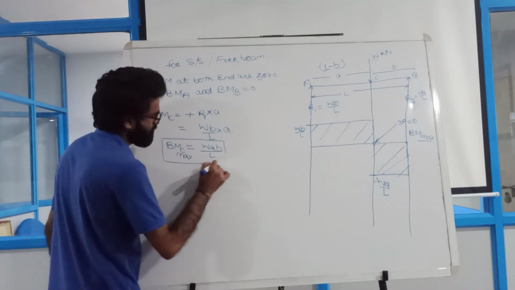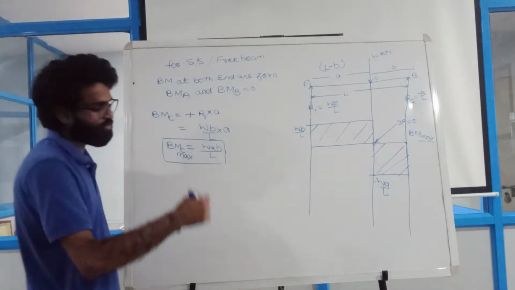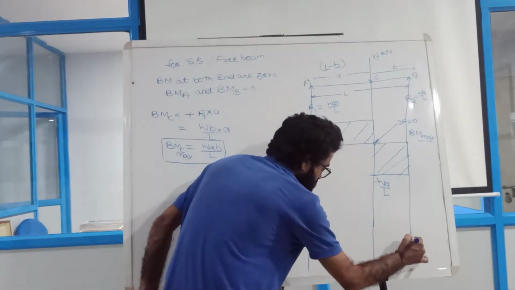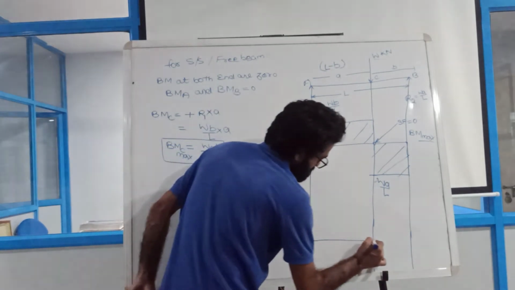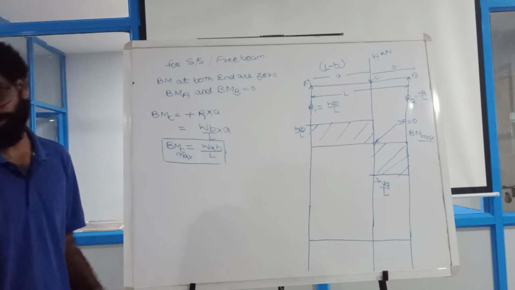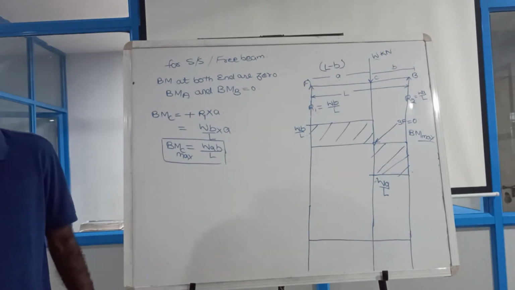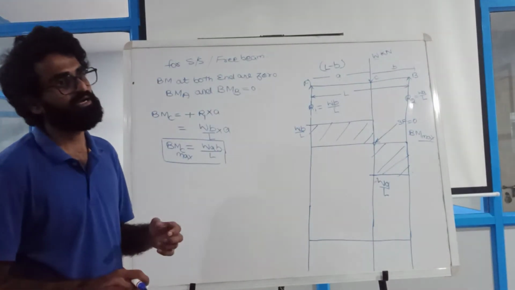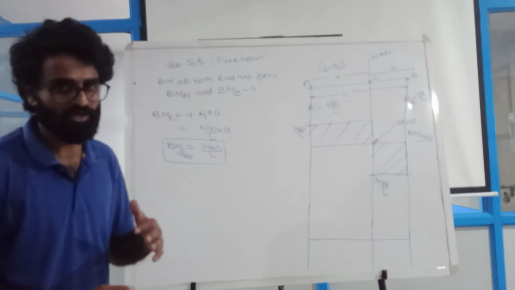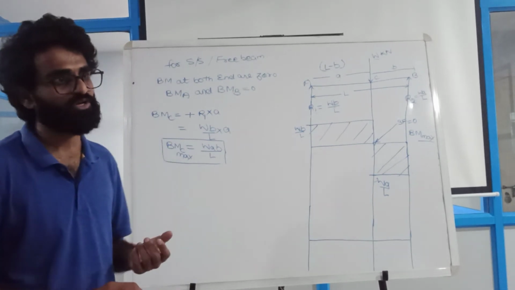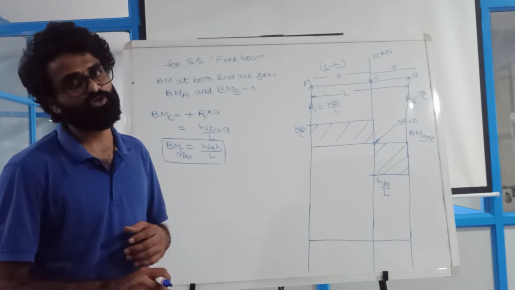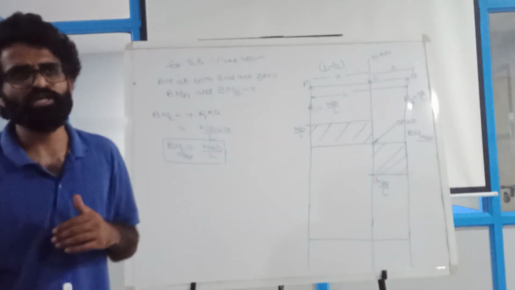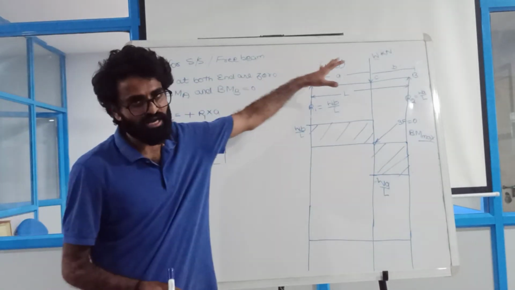So let us draw the bending moment diagram. My bending moment diagram is going to come something like this. Please do this carefully and understand each and every thing carefully. If you skip some steps or forward the video, it will be very difficult for you to understand, because there are small points.